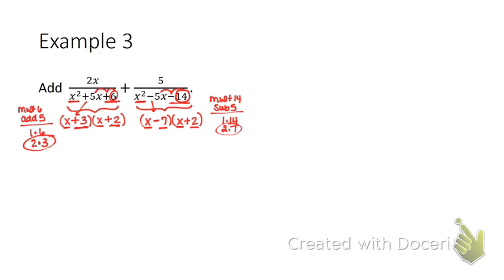So those are the 2 new. So I'm going to rewrite this. I have 2x over x plus 3, x plus 2, plus 5 over x minus 7, x plus 2. All right, so let's go find that least common denominator. x plus 3, x plus 2.